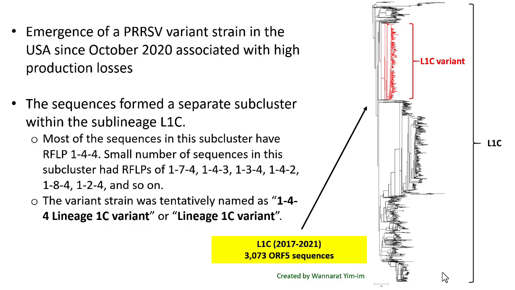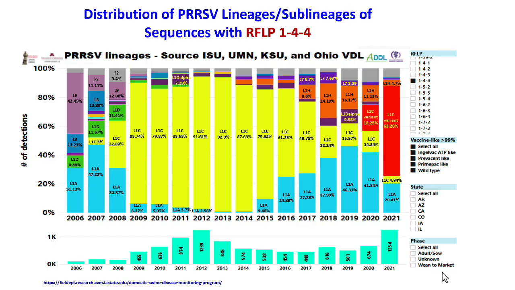You can see that these viruses formed a unique subcluster within lineage 1C. And also most of these viruses have the RFLP pattern 144. That's why we refer to this as the L1C variant strain.